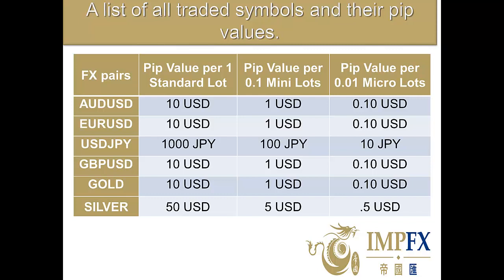And take note of the silver. One standard lot is $50 US per pip. So be very careful when trading silver due to the size of the pip if you are trading one lot. A mini lot for silver is $5 per pip and a micro lot is 50 cents. So do be very careful when trading these markets that you understand the lot value, from one standard lot, to a mini lot, to a micro lot.